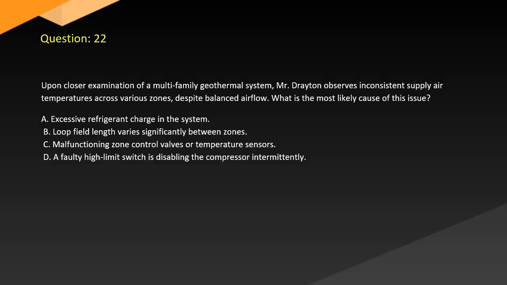Question 22. Upon closer examination of a multi-family geothermal system, Mr. Drayton observes inconsistent supply air temperatures across various zones despite balanced airflow. What is the most likely cause of this issue? A. Excessive refrigerant charge in the system. B. Loop field length varies significantly between zones. C. Malfunctioning zone control valves or temperature sensors. D. A faulty high limit switch is disabling the compressor intermittently.